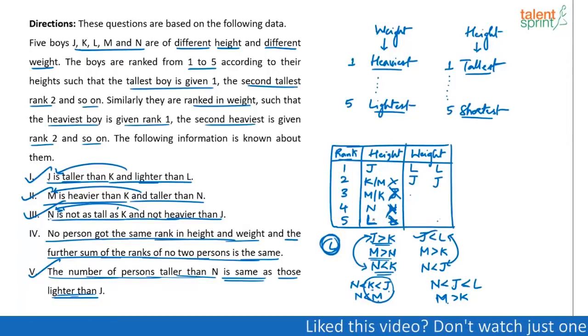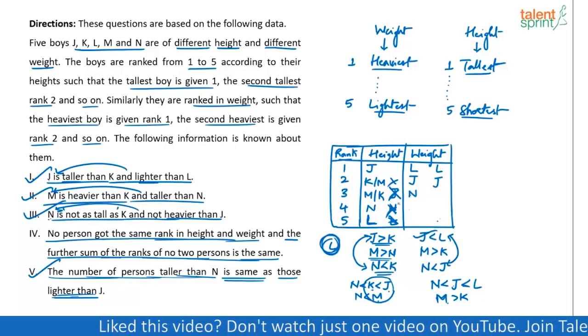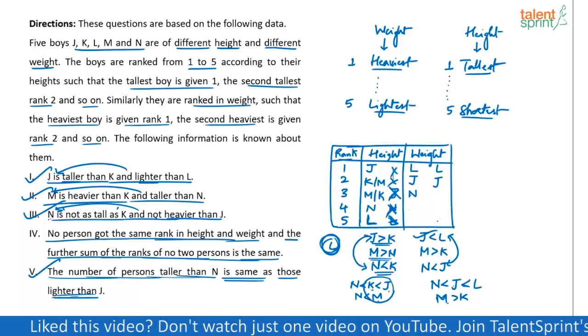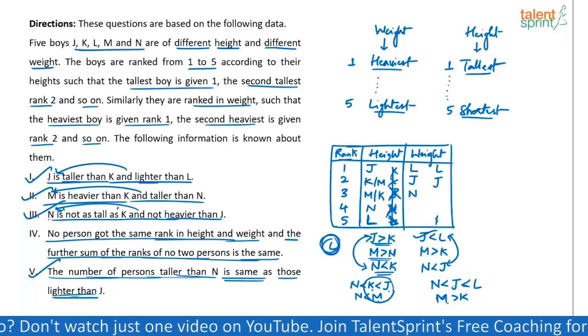If you see, N cannot be fourth ranker. So N should be third ranker. Now that one of the cases is eliminated here, this is all eliminated. See, N cannot be fourth ranker. So N can be either third ranker or N can be fifth ranker.